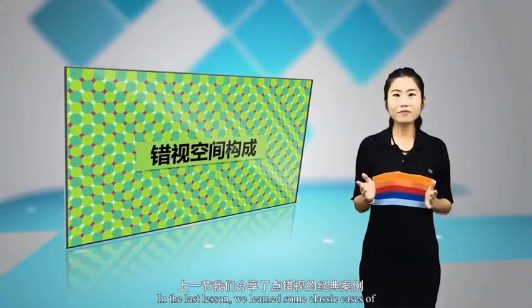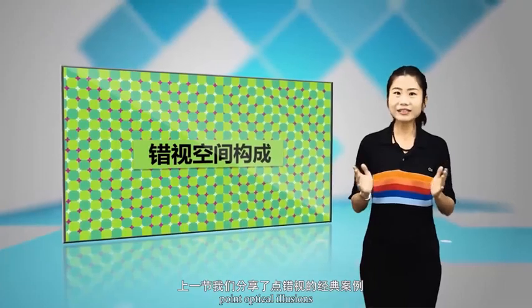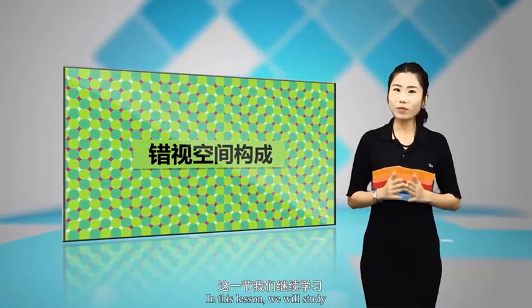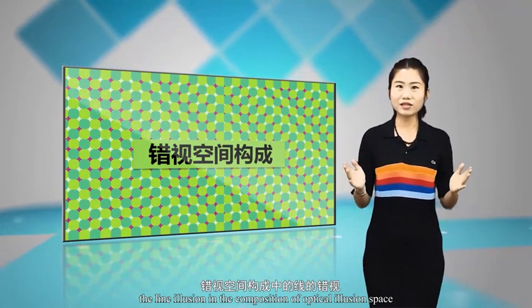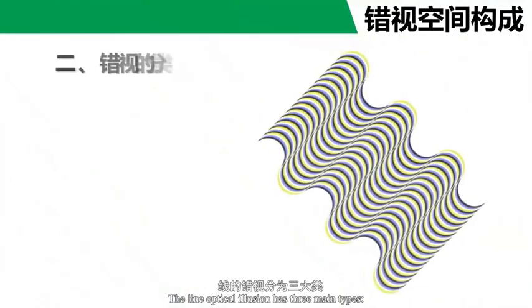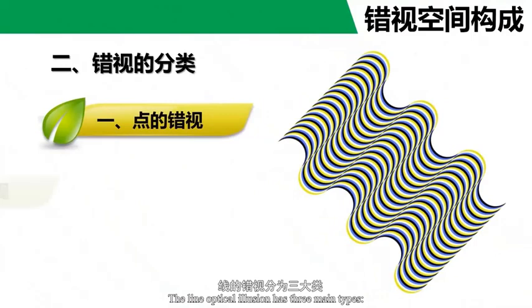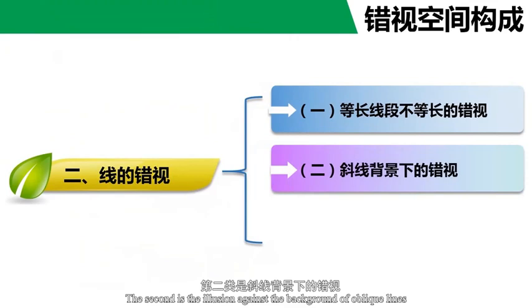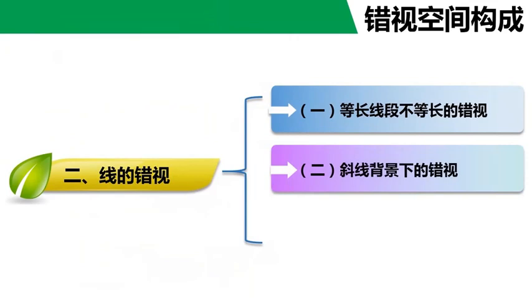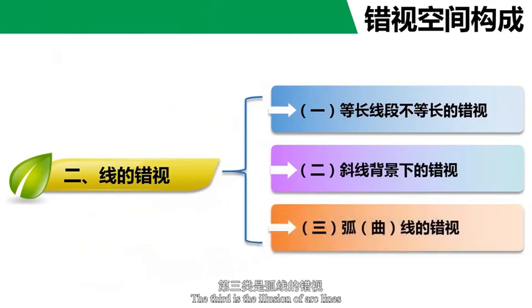In the last lesson, we learned some classic cases of point optical illusions. In this lesson, we will study the line illusion in the composition of optical illusion space. The line optical illusion has three main types. The first is the unequal length illusion of equal length lines. The second is the illusion against the background of oblique lines. The third is the illusion of odd lines.